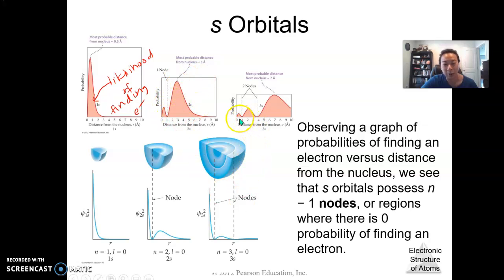When you get to your 3s orbital, you're going to see two nodes. This is where you're most likely to find the 1s electron. This is where you're most likely to find the 2s electrons, and your 3s electrons are most likely going to exist outside of that zone. Okay, you might find them there, but most likely they're going to be outside of the 1s and the 2s orbitals.